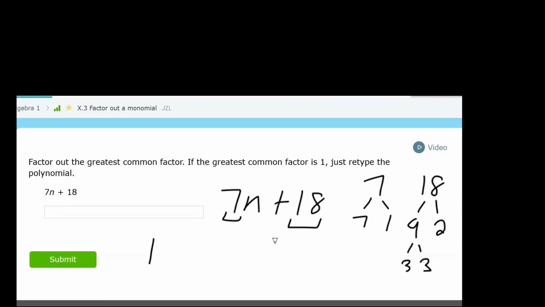Well, 7n has an n, but 18 doesn't have any n's at all. So do they have any n's in common? No. So our greatest common factor is just 1. And if our greatest common factor is just 1, we just have to retype the polynomial.